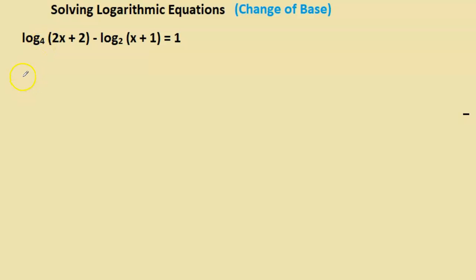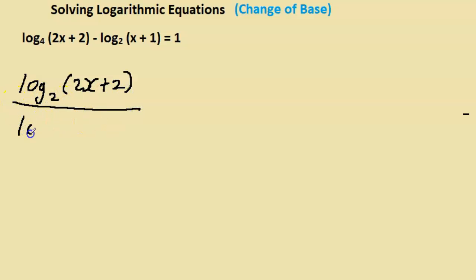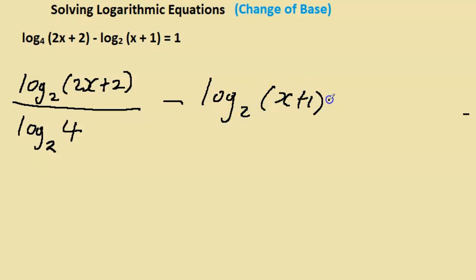Now how do we do that? We simply just change it. So this is log base 2, 2x plus 2. But of course, remember the rule here, we have to divide by the log, still base 2, the new base, and then base 4 here. So minus, already base 2, x plus 1 equal to 1. So the first thing is to make everything base 2. And this is how we do it.